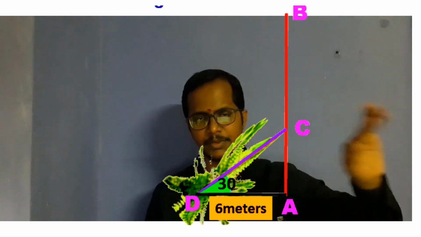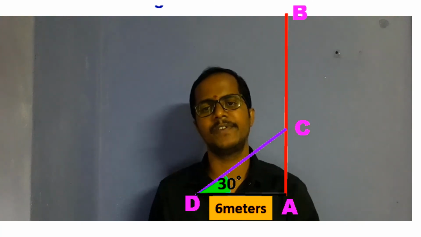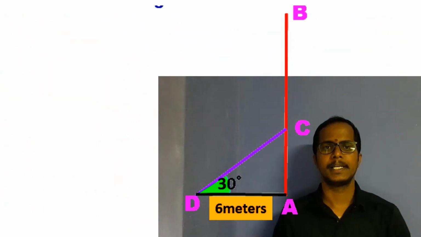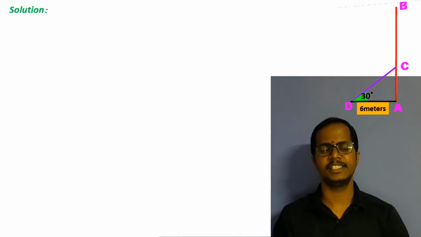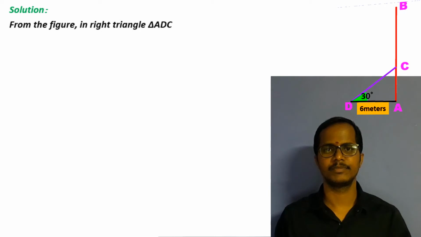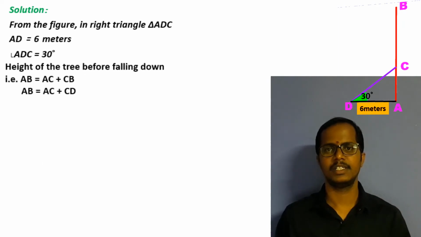So remove the pictures from this diagram. Using this picture, we need to find the height of the tree. Let us see how. Let us first write the given information. From the figure, right triangle ACD, we have the length of AD 6 meters, and also we have angle ADC equals 30 degrees, and we need to find the lengths of AC and CD to find the height of the tree.